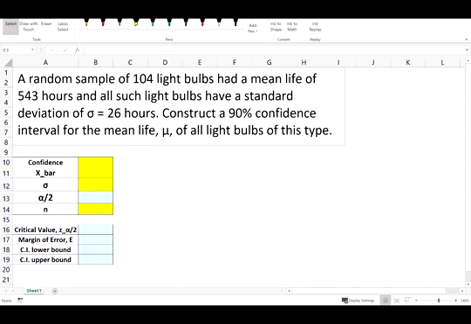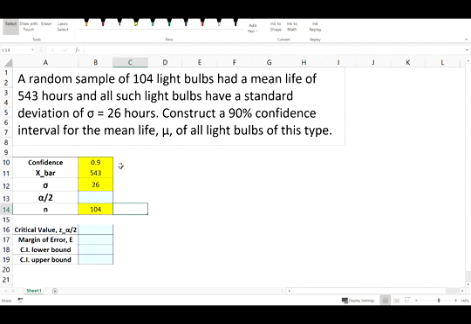Okay, so just in terms of the color coding over here, yellow, those are the values given in the problem. So let's start there. We're given that the level of confidence is 90%, so let's say 0.90. The mean of our sample is 543. The population standard deviation is 26. And the sample size is the 104 light bulbs, so n is 104.